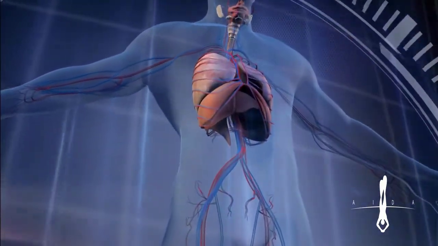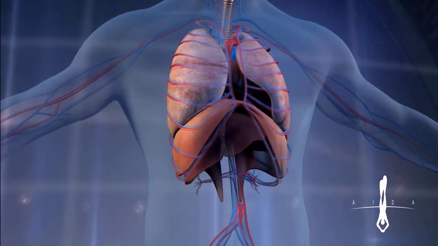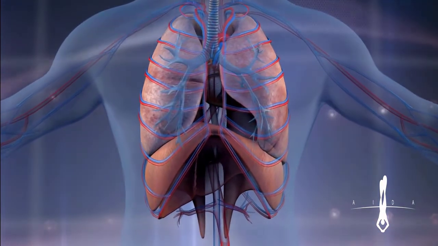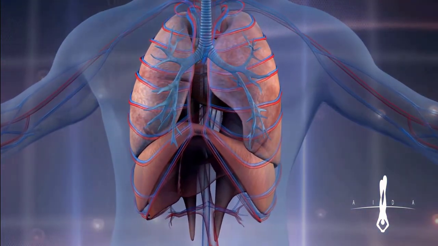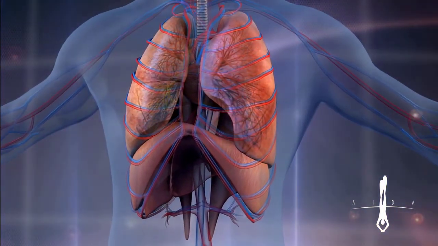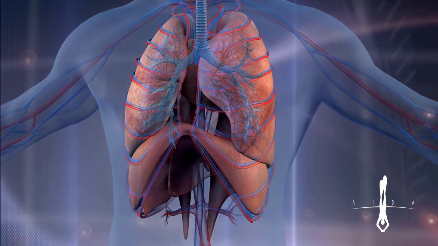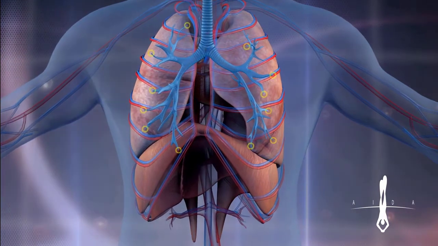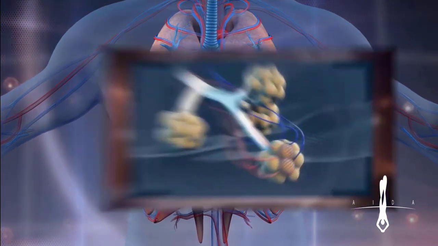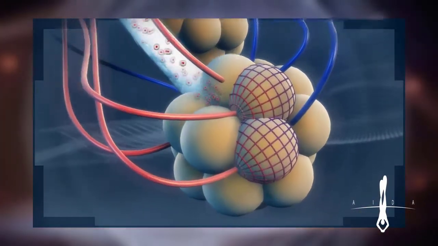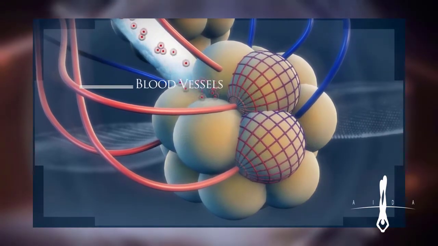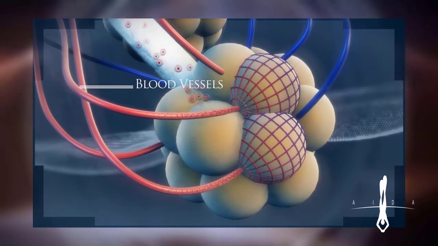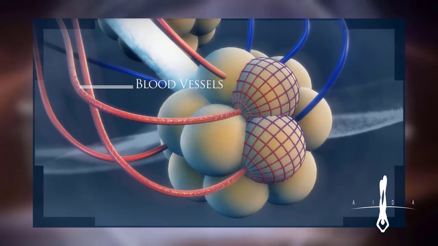The lungs contain approximately 2,400 kilometers of airways. These airways are lined with alveoli, creating a large surface area which would cover half of a tennis court. In fact, pretty much the whole lung is made of alveoli, giving it a sponge-like texture. This large surface area helps facilitate the absorption of oxygen into the blood.